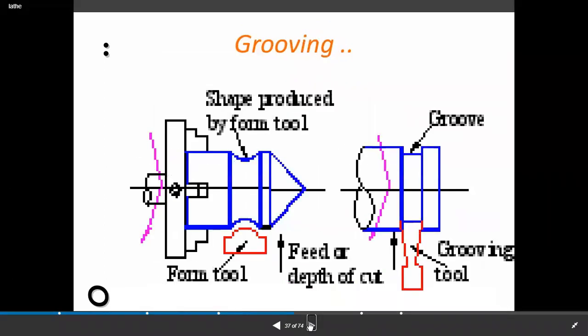Then grooving. So these are the grooves can be obtained on your job as per your requirement. Groove can be cylindrical or maybe square groove as per your requirement.